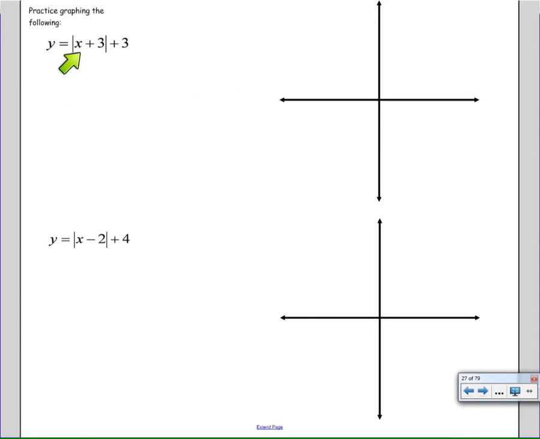So here's how I document my thinking, my analysis. I take 3 clues from the equation itself. Plus 3 says that the graph from the origin would have to shift left 3, and from the origin would have to shift up 3. The rays representing the absolute value are going to have a slope of 1, because the a value is 1 there. It's not shown.